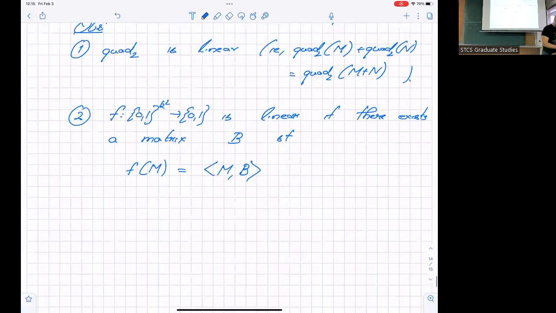We want, if f is quad Z, then this matrix is actually, you can check, ZZ transpose. That's the matrix that will give you that. It will be the outer product of Z with itself.